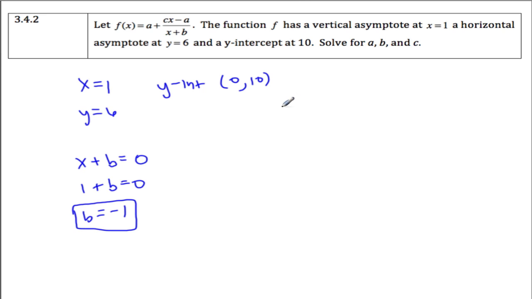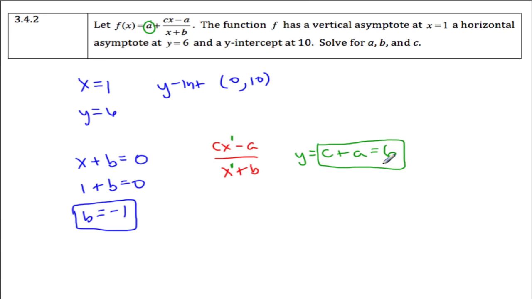Alright, so then we have a horizontal asymptote at y equals 6. If you remember your horizontal asymptote rules, if we have cx minus a over x plus b, and the largest power on the top is equal to the largest power on the bottom, that means we have a horizontal at c, and then this a shifts the entire function up, so we have a horizontal asymptote at c plus a, and that's going to be 6. Okay, so that doesn't help us so much because that's 2 unknowns and 1 equation.